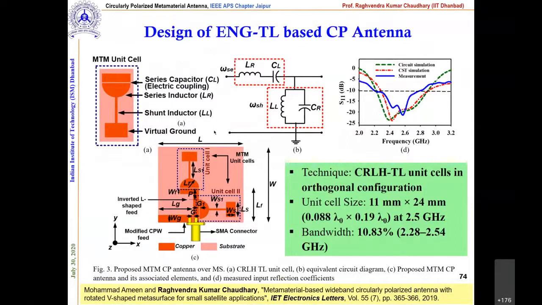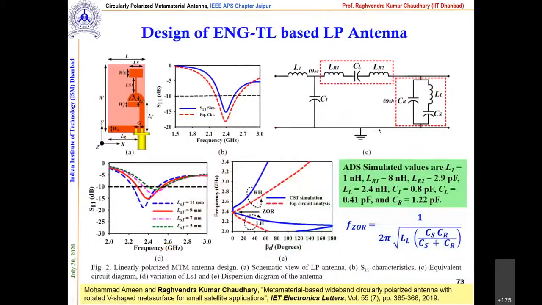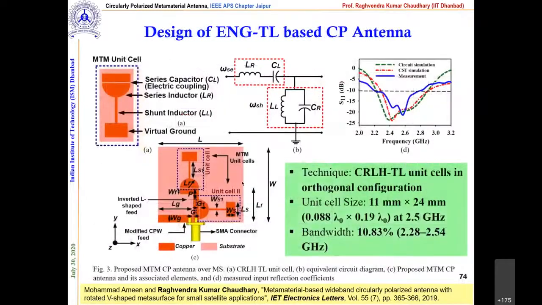Particularly for this structure, we did all sorts of exercises, and what we found is that this is a proper CRLH structure. This is not an ENG structure, and this is validated with the circuit analysis also, the same kind of analysis that I've shown. Here, if you see the size, this is quite small, 0.088 lambda naught into 0.19 lambda naught at 2.5 gigahertz. Bandwidth is quite acceptable.